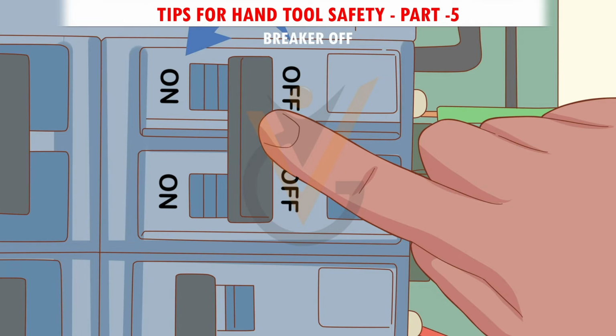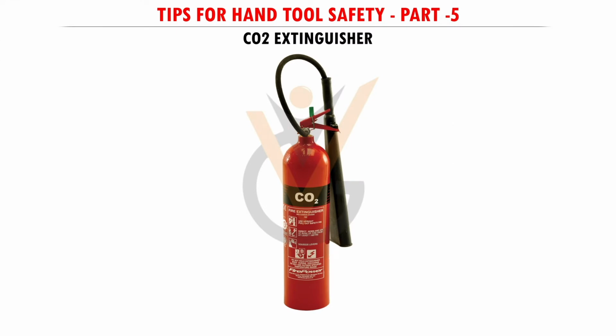Cut the power supply. The very first thing to do in case of an electrical fire is to cut the power supply at the source. Flip the switch and cut the supply. This will stop the fire on time and reduce the risk of shocks if you are trying to put out the fire. Use a fire extinguisher to put out the fire.